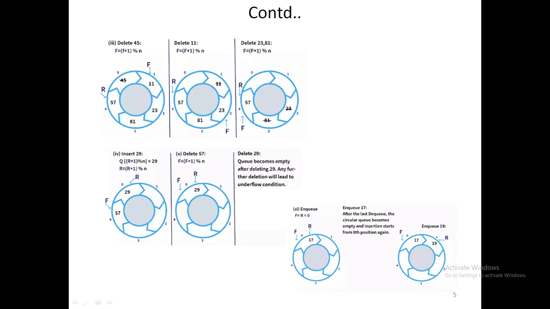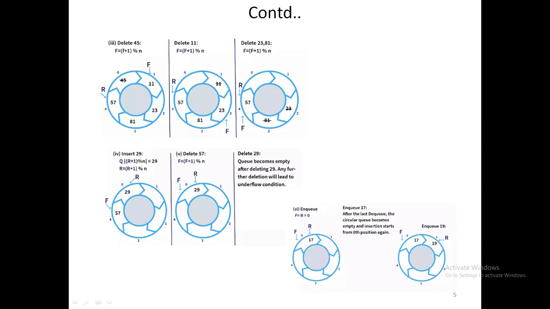If we are deleting 57, the front is also pointing to 0 now. So not only for the insertion do we make the front and rear point to 0, for the deletion also we need to make the front point to 0. So after deleting the 29, the queue will become empty. That leads to the underflow condition.